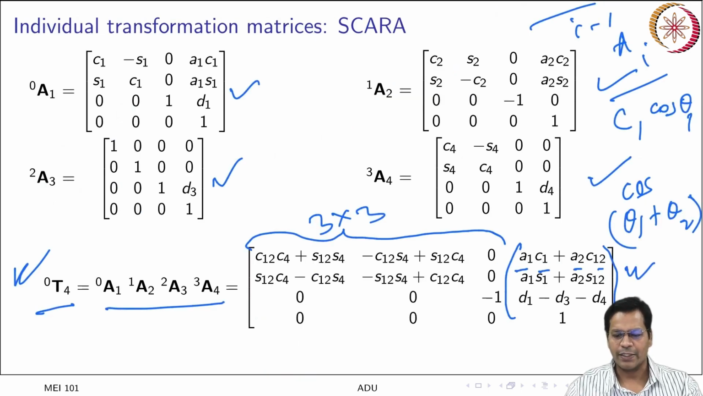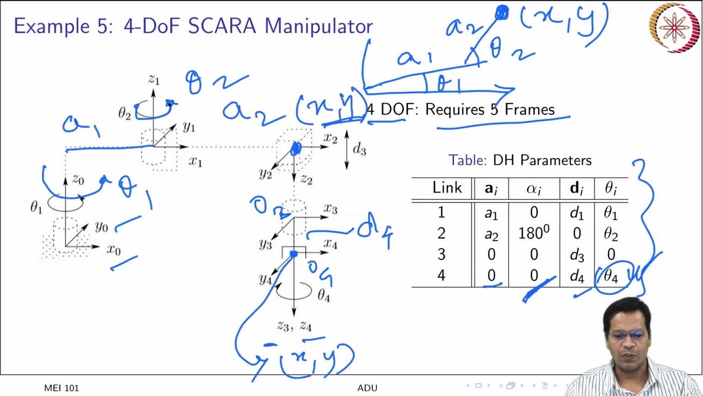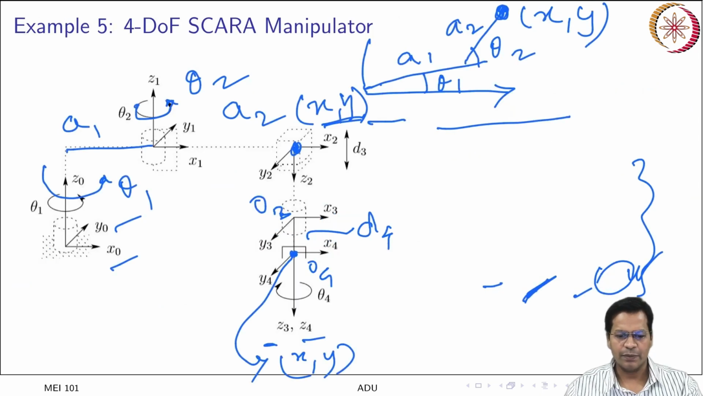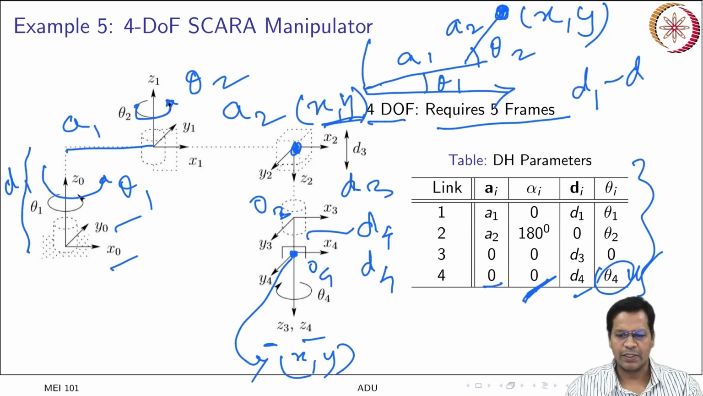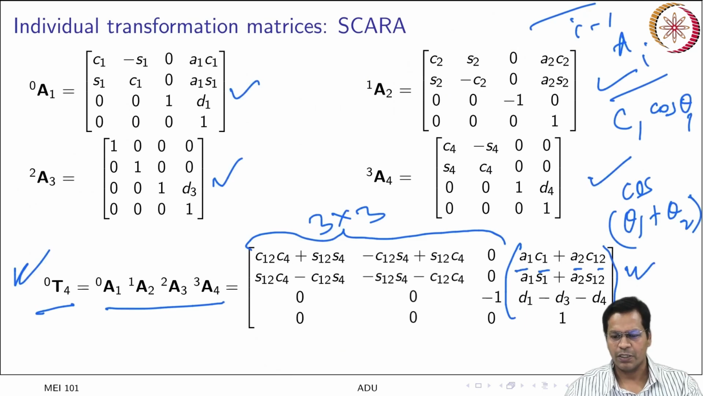Now look at your vertical distance. Vertically you have traveled like this. You went up by D1, then you came down by D3 and further down by D4, got it? So the total vertical travel will be D1 minus D3 minus D4. That is what is visible here. So at least the position you can quickly obtain.